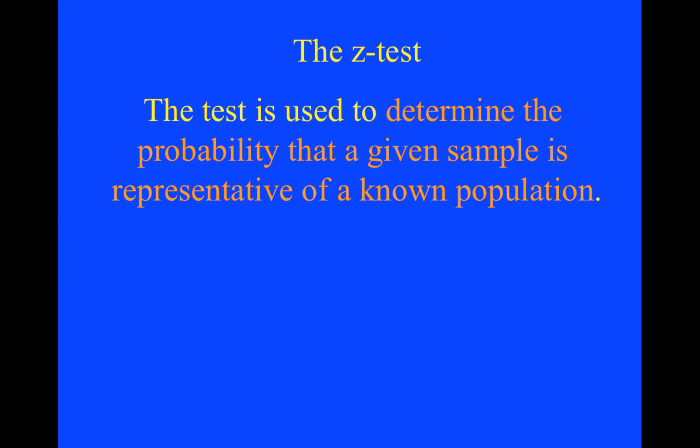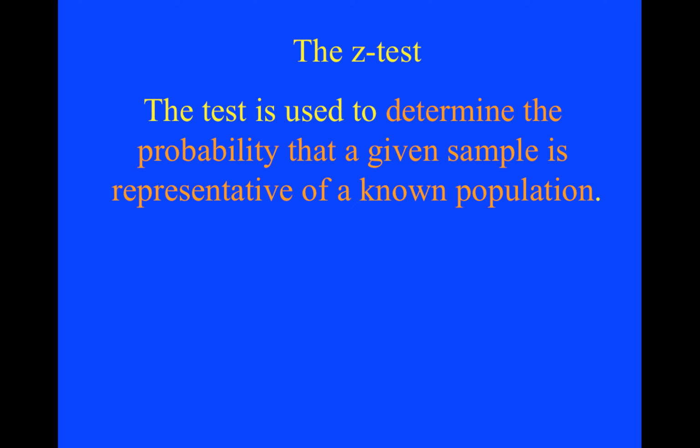So in the z-test, what we're doing is we're using this to determine the probability that a given sample that we take is representative of a known population. So let's suppose for the moment that we actually knew the average height of everybody in this class.